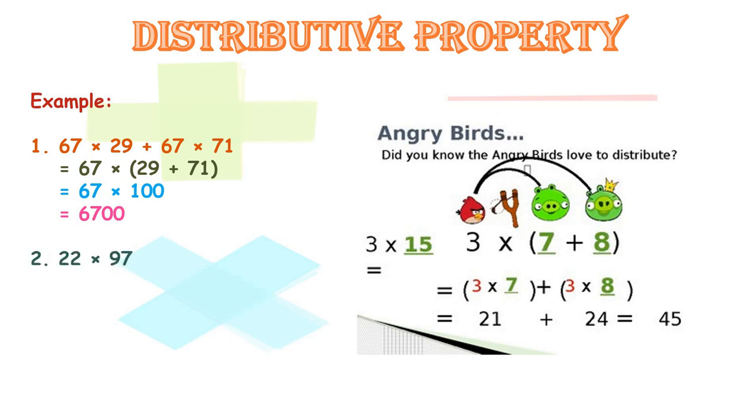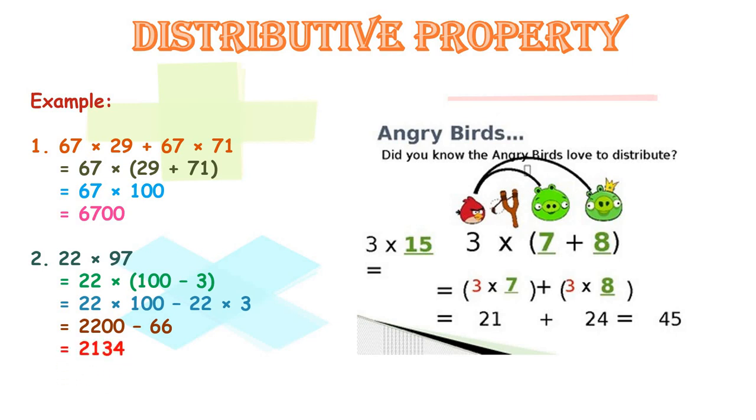Next question is 22 into 97. Now quickly we will split 97. We will write 97 as 100 minus 3. As you can see in the picture, the red bird is hitting both the pigs. So 22 will hit both the numbers 100 and 3. 22 into 100 minus, the same operation will be put in between, 22 into 3. So it will be 2200 minus 66, and very quickly we will subtract and we will get 2134. So this is the distributive property.